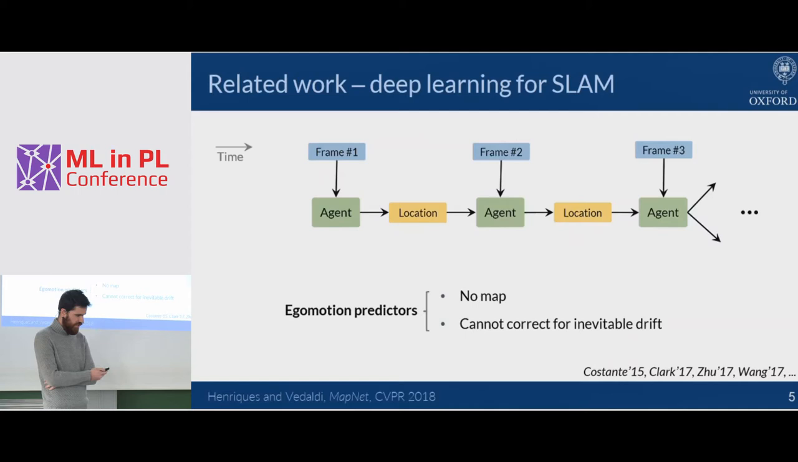So the first thing they did was to just predict the ego motion, which is the frame-to-frame change in your agent's pose. So if you rotated a little bit, or moved forward, you just predict that frame to frame. Obviously, you can do that without any information about the environment, just looking at things like optical flow. But this does not build a map, which you might be interested in for downstream tasks like planning and navigation, and it also doesn't correct for drift. As you keep accumulating these frame-to-frame pose changes, you will accumulate drift. So there's no way around that using this sort of technique.